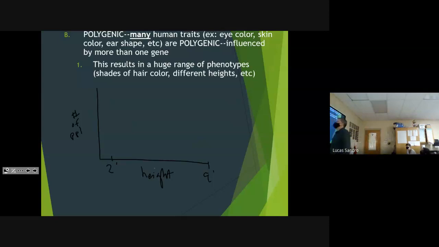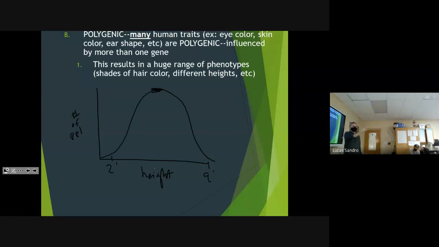So, like, what? I think women are something like 5'5" average. Men are more like 5'8". So we're going to find most people, the highest number of people, in this area, right in the middle. As we go this way to taller and taller, what happens to the numbers? As we go this way towards 2 feet, what happens to the numbers?